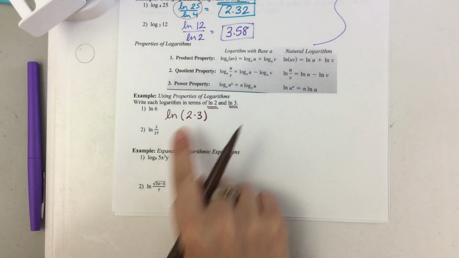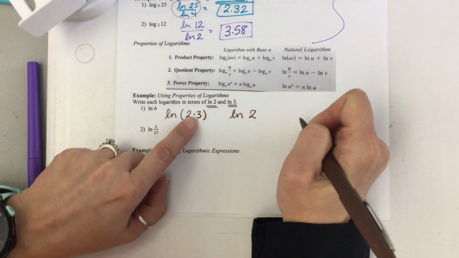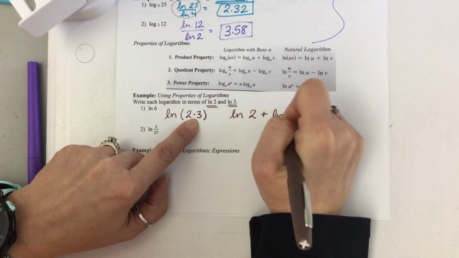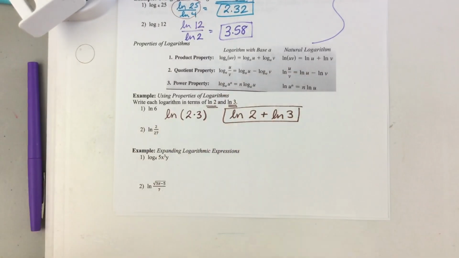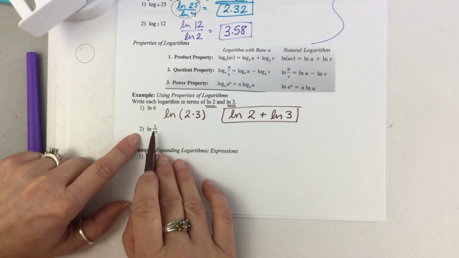Now multiplication goes with addition. So I can have the natural log of 2. Because I'm multiplying, I would add the natural log of 3. Done. Kind of fun. Now here again, natural log of 2 over 27.